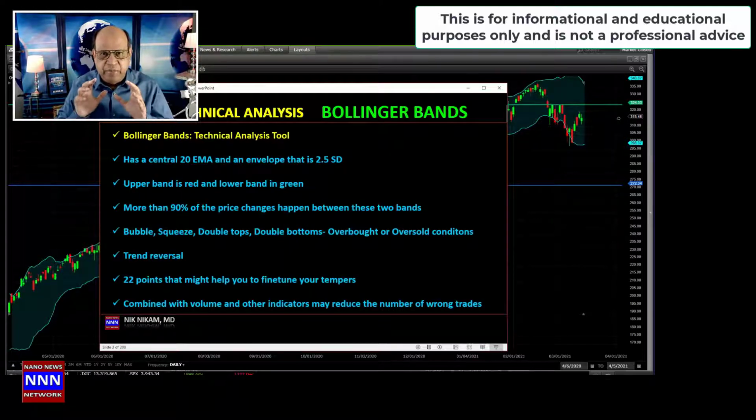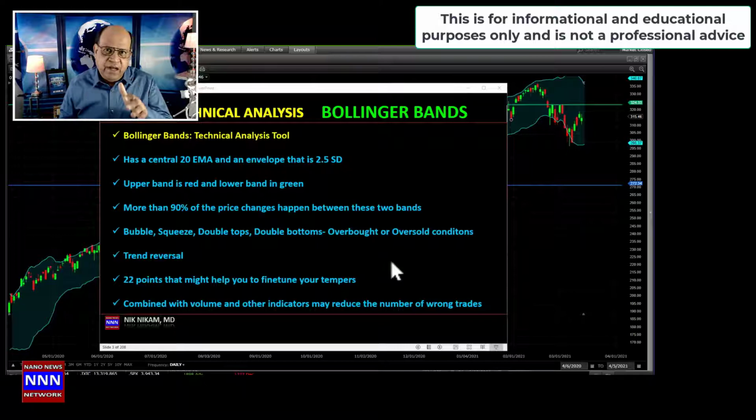Here are some things that are particular to Bollinger Bands. Yes, I'm going on a long wind, but I have to cover these basics so that when we see the charts, it makes a lot of sense. Bollinger Band has a 20-point exponential moving average. On top of that and below that are two lines. One is the red line, that means, hey, watch out. The second one is the green line at the bottom, which means, hey, maybe it's time to jump on the gravy train. I hope so.